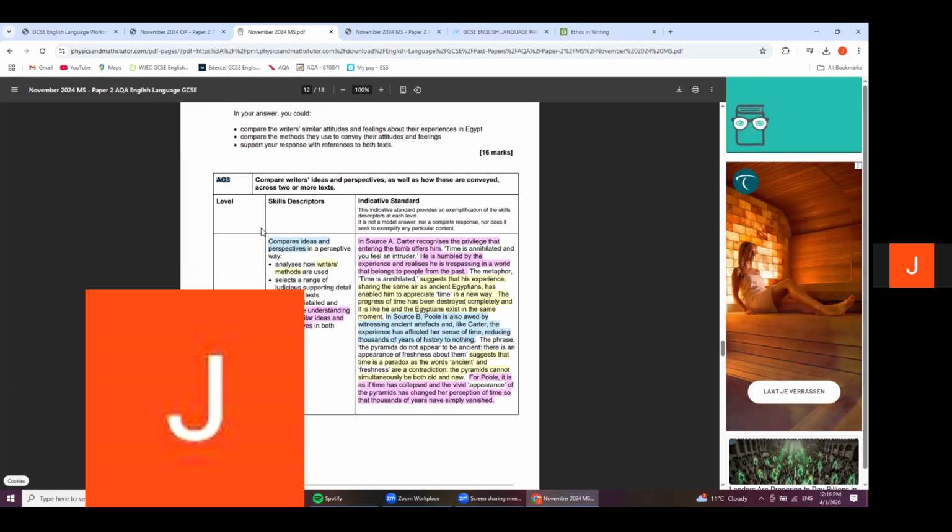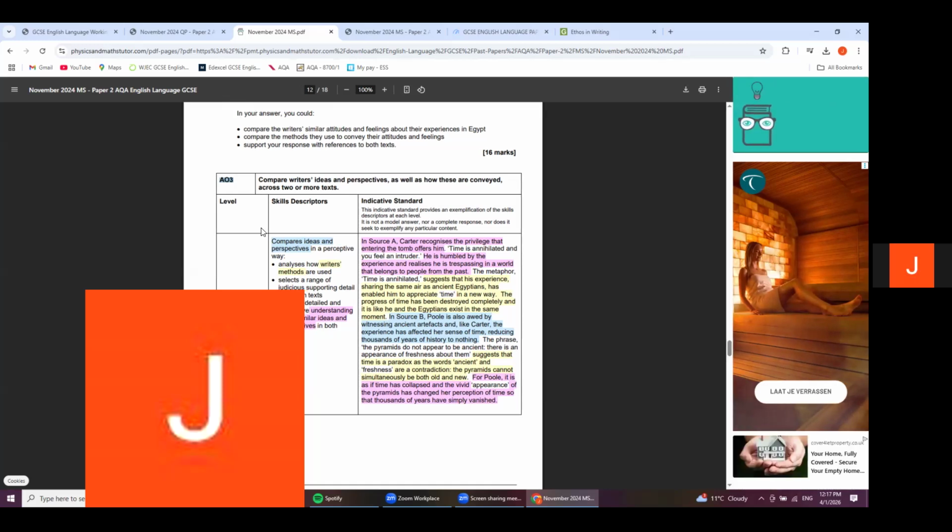In source A, Carter recognizes the privilege that entering the tomb offers him. So that's really perceptive, like psychological analysis, I think. "Time is annihilated and you feel an intruder." So we've got our quote, we've got judicious evidence. He's humbled by the experience and realizes he's trespassing in a world that belongs to people from the past. So it's almost contextual, isn't it? There's a contextual understanding of the significance of this discovery.